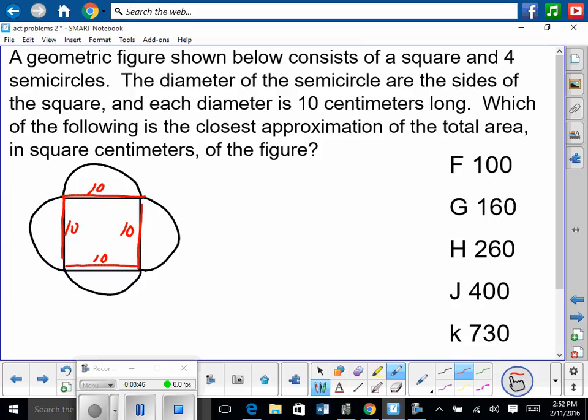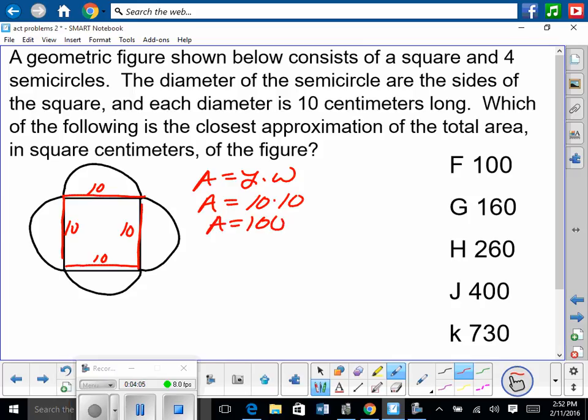So it's like, what's this whole area? So we've got to calculate area in sections. Let's calculate the area of the square first of all. So area of a square is length times width, right? So our area of the square part is going to be 10 times 10. Okay, area of 100.